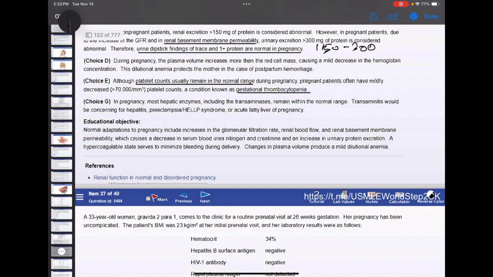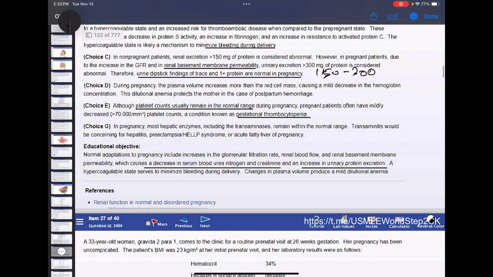So normal adaptations to pregnancy include increase in GFR, renal blood flow, and renal basement membrane permeability, which causes a decrease in serum blood urea nitrogen and creatinine, and an increase in urinary protein excretion. So in normal people, more than 150 milligrams of protein in renal excretion is abnormal, but in pregnant women 150 to 300 would be normal.